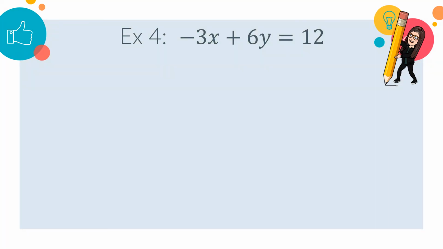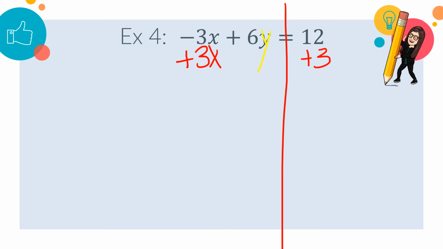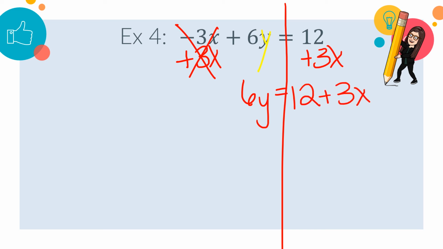Let's try one more. Again, jot this down in your notebook. Pause if you need to. I want to get y by itself. So instead of a subtract 3x, we're going to add 3x. The 6y falls down, and I have 12 plus 3x. Instead of y times 6, let's divide every piece by 6.